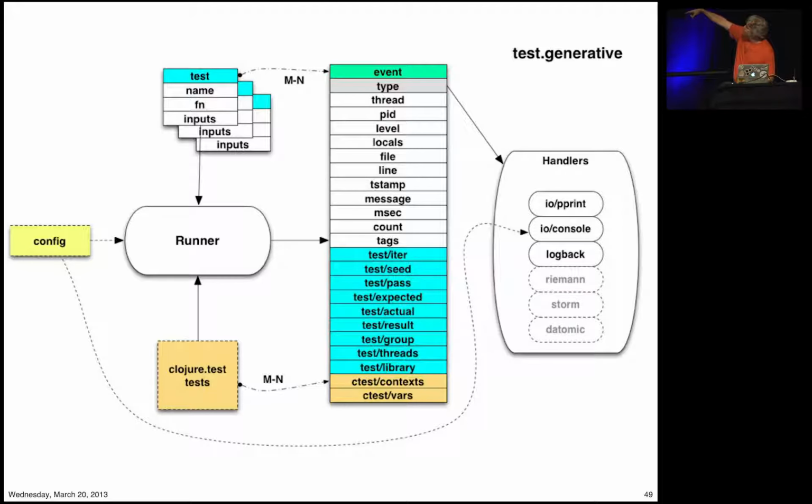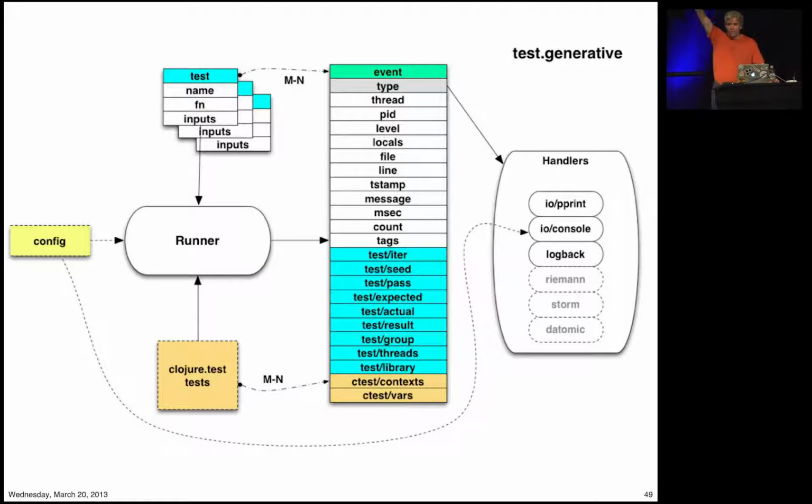The bluish fields are specific to generative tests, and whatever that color is. What does that look like to you? Mustard. The mustard fields are clojure.test related events. And then all those events are piped to different handlers. Right now there's a handler that does pprint, which is really overwhelming when you run it, because with a generative test it produces events for every generated input, execution, and output. There's also an IO console handler, which waters this all down to little dots going by on your screen.